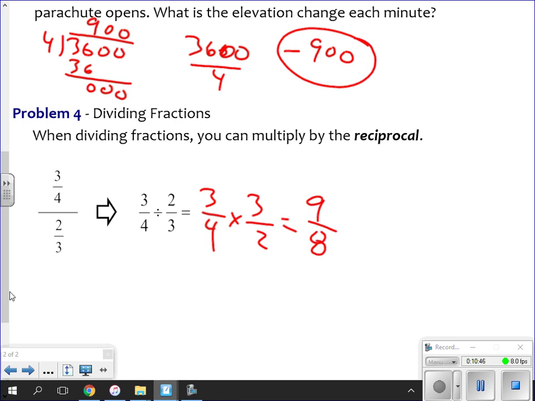I prefer improper fractions 99% of the time. When you're doing algebra, when you're solving equations, when you're just doing something like this, this is fine. The only time I want a mixed number is if you're solving a word problem. Ooh, I have 9/8 of a pizza. That doesn't make sense. But 1 1/8 pizzas does.